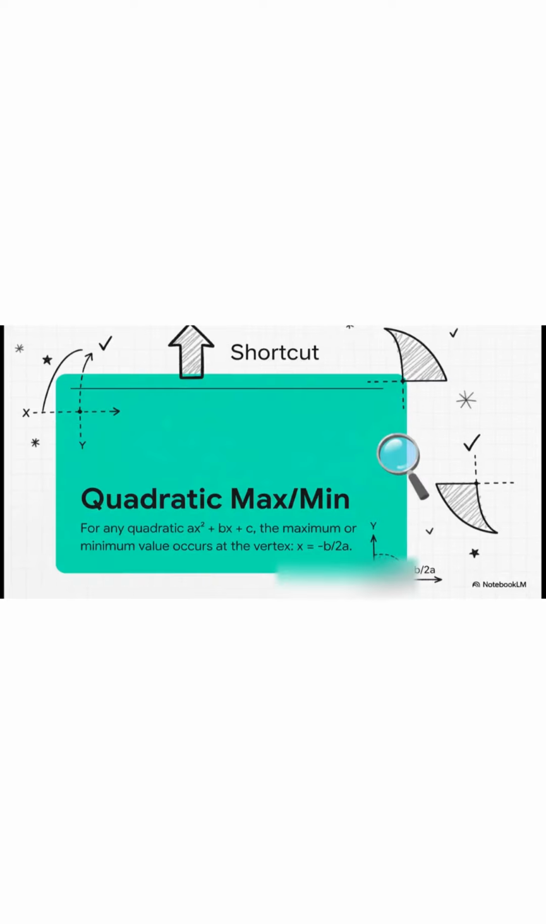Check this out. A trick so good, you don't even need calculus for it. For any quadratic equation, ax squared plus bx plus c, the absolute top or bottom of that curve, the vertex, is always at x equals minus b over 2a. No derivatives, just plug in the numbers. That is a massive shortcut.